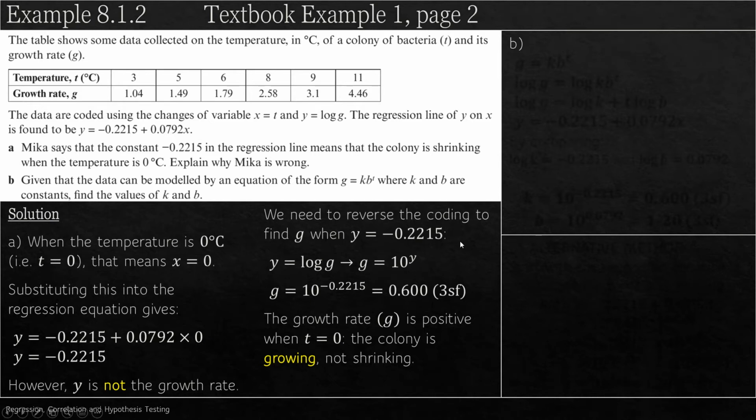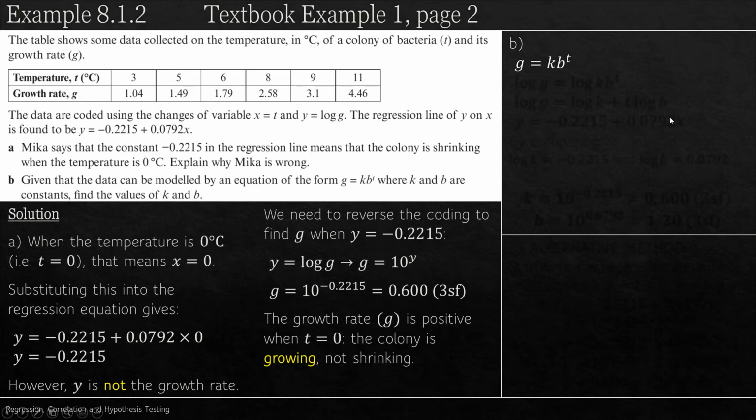In part B, given that the data can be modelled by an equation of this form, where k and b are constants, find the values of k and b. So I'm going to derive the regression line and then compare numbers to see what k and b would be. I'm also going to show you an alternative method after I've done this.